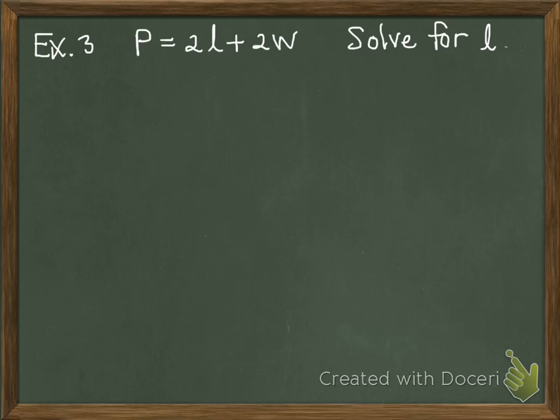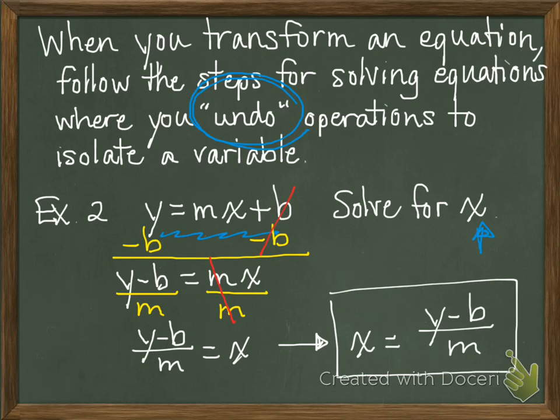I'm going to go through a couple other examples for you, and then I'm going to have you do one, or two, or three. So here's my next example. I've given you the formula for the perimeter of a rectangle, 2 lengths plus 2 widths, and I'm asking you to solve it for L. Before we get started, I want you to think to yourself, if you're asked to solve for L, that means you're focusing on the L. That means the L is the variable that I want isolated.